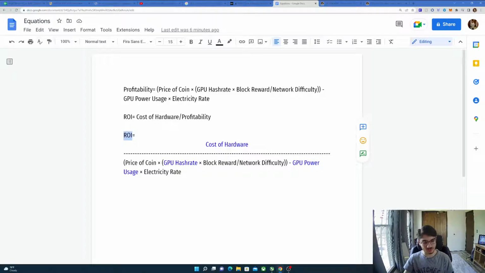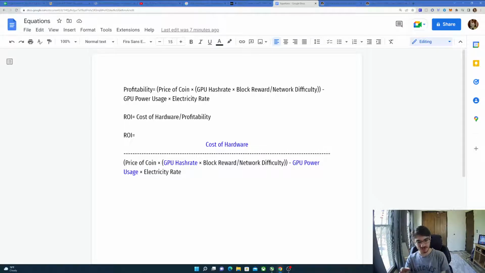A few things which are going to decrease your ROI, which is good. If the price of the coin you're mining goes up, your ROI goes down. If the hash rate of your GPU is higher, you're going to break even quicker. If the block reward that you're going to be receiving on the network you're mining on is higher, your ROI is lower. If the network difficulty is higher, that also means that your ROI is lower. So you do not want this to be very high. And then this is just profitability down here that is being divided by GPU power usage. This is just how much electricity your GPU uses, and then the electric rate which you're paying.